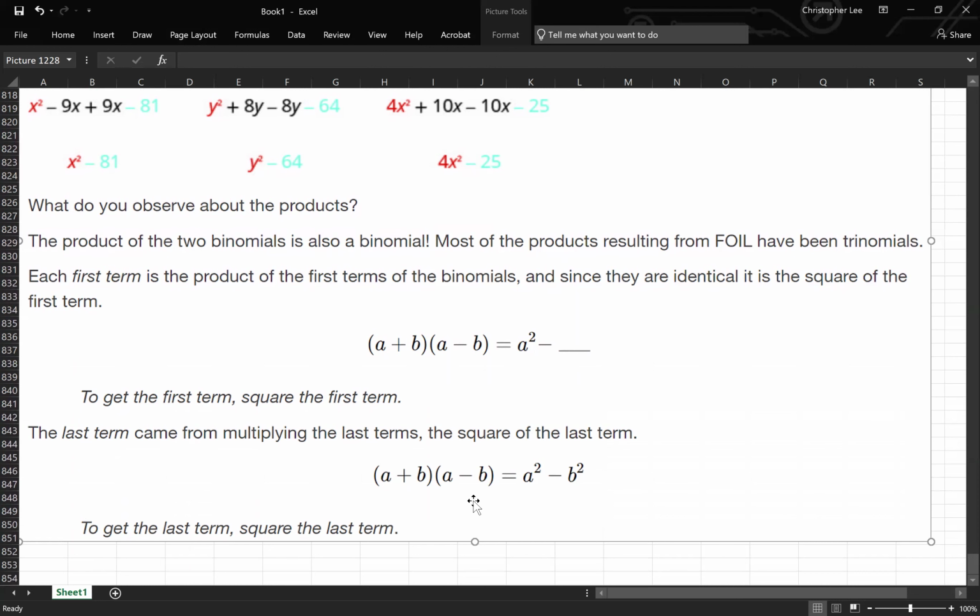So long story short, if I have conjugates, a plus b times a minus b, it becomes what? a squared minus b squared, period, right? Again, you don't have to memorize it. Y'all have the vertical method, y'all have the distribute method, it'll give you the same answer out.